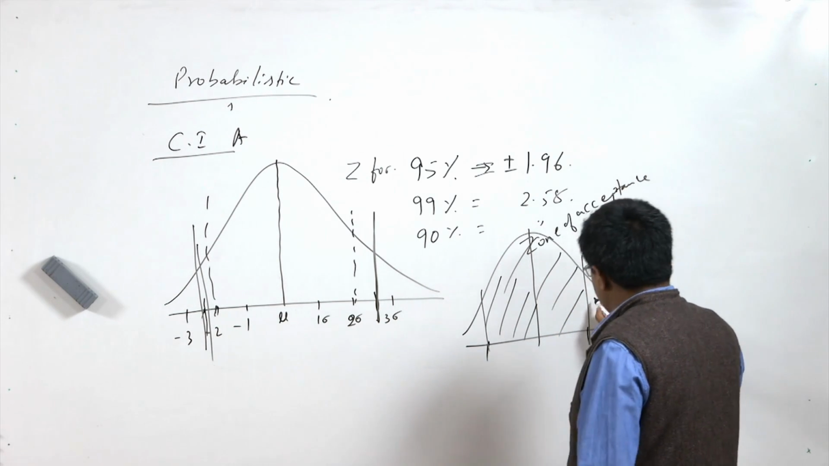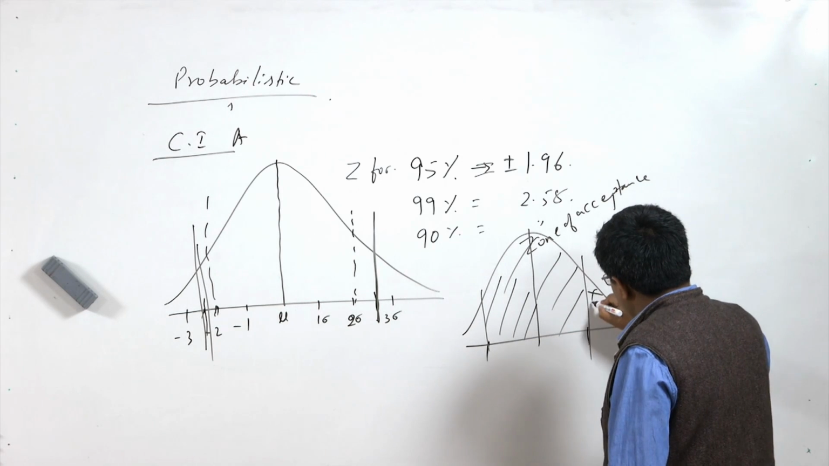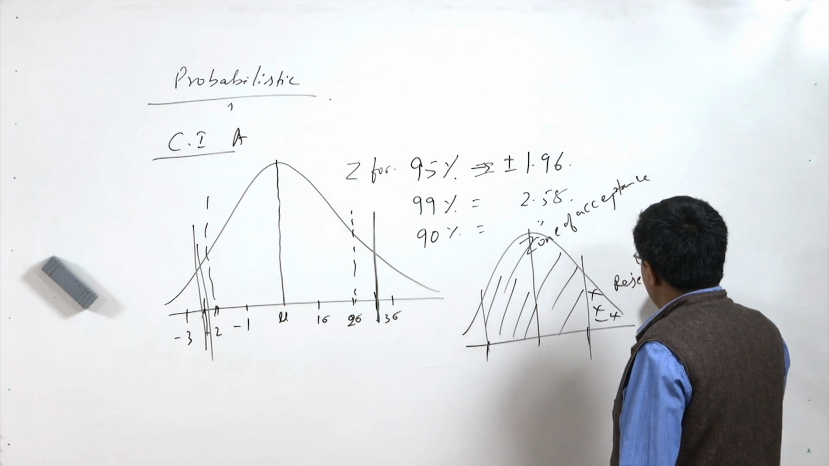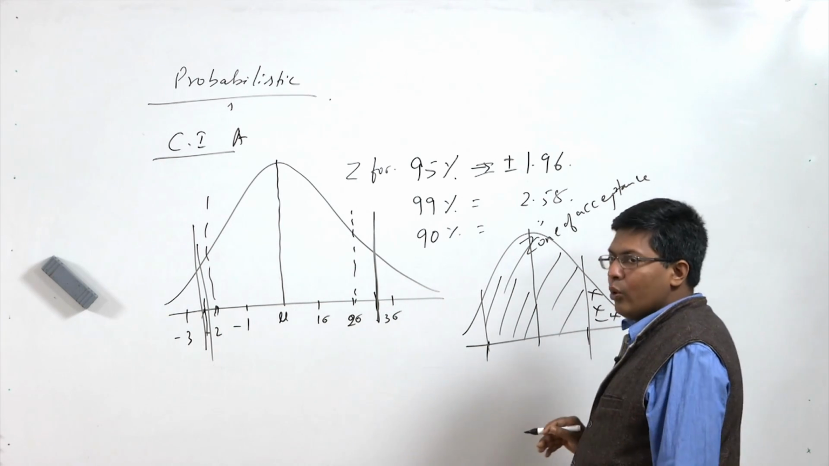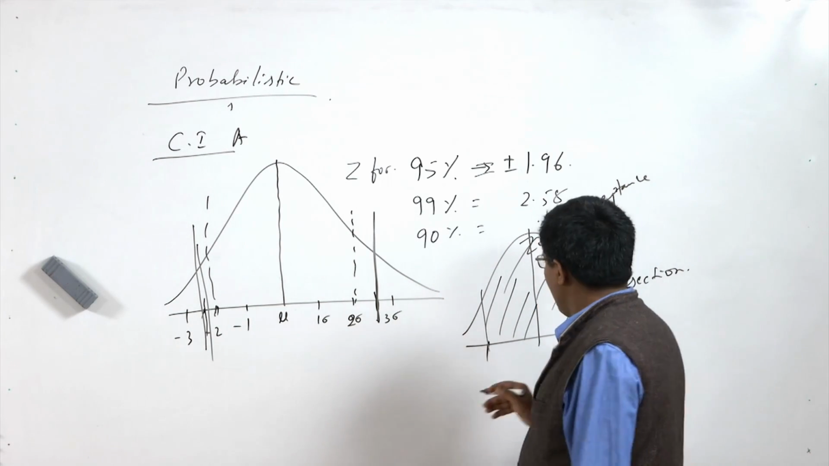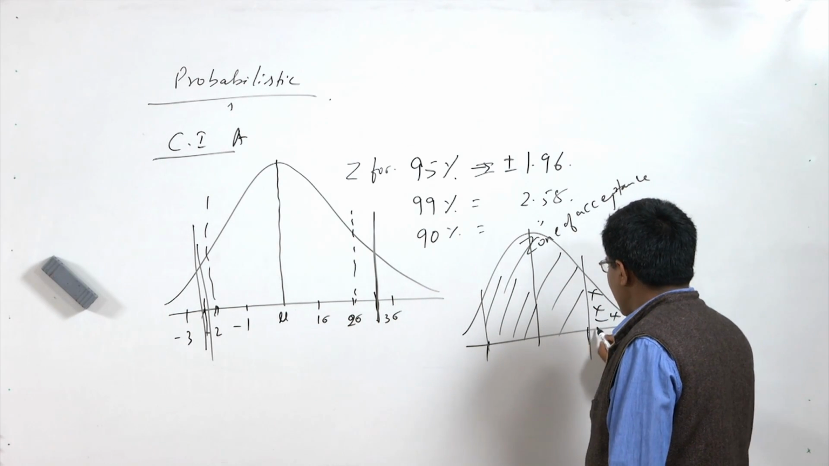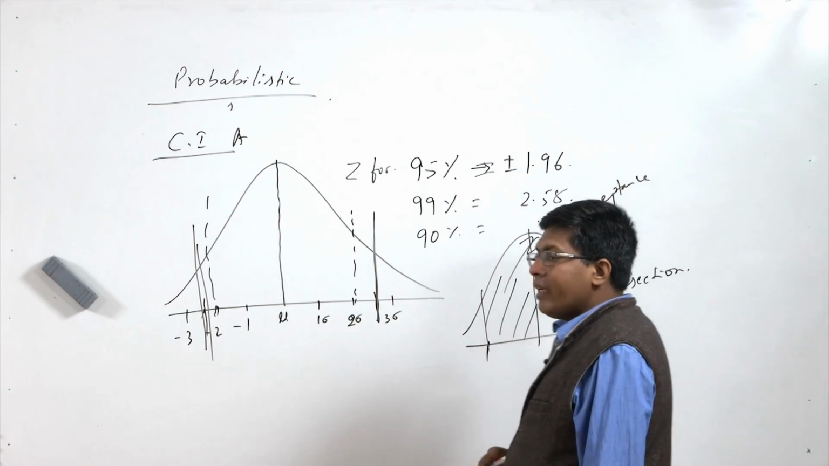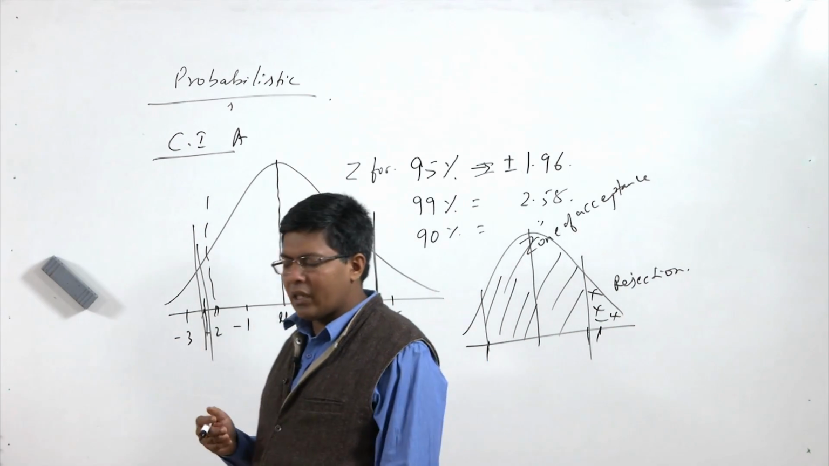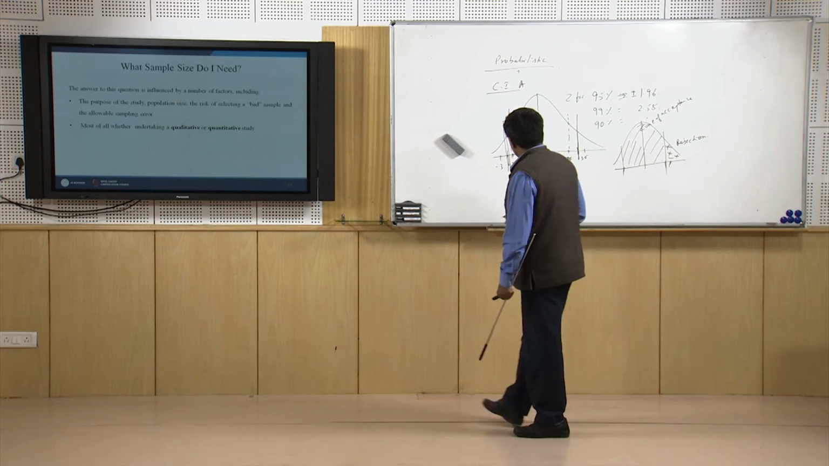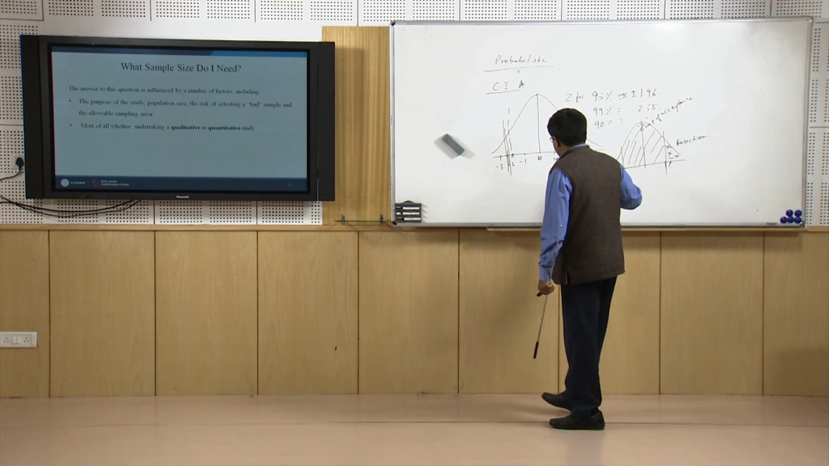And this portion is my rejection zone, okay. So, if the calculated value, if my Z value falls beyond this at a 95% level, suppose it falls somewhere here, then my null hypothesis, which I will explain later, is rejected, let us assume that, okay.